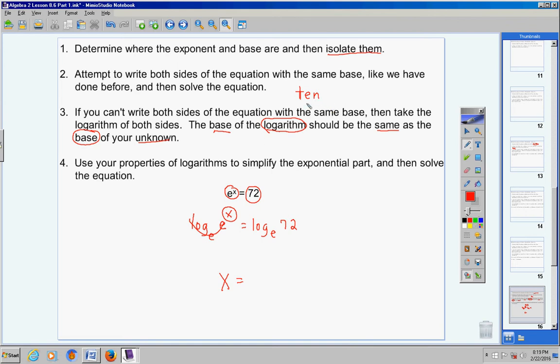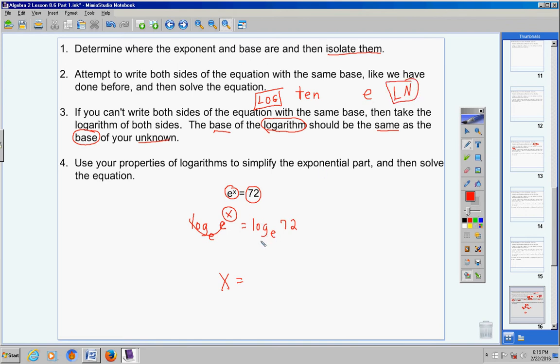10. That's called a common log. And a base of what? E, that's a natural log. What button do you use for a common log? The button that looks like this. Remember, what do you use for a logarithm that has a base of E? This button right here, remember, natural log.